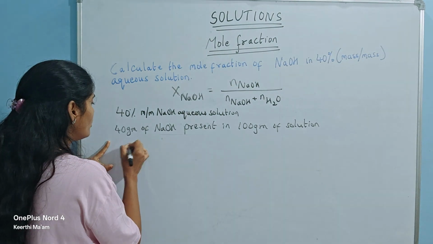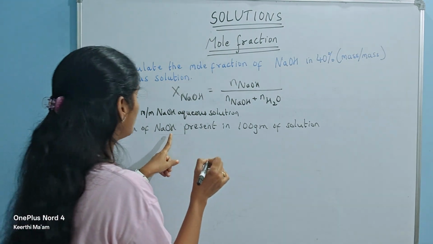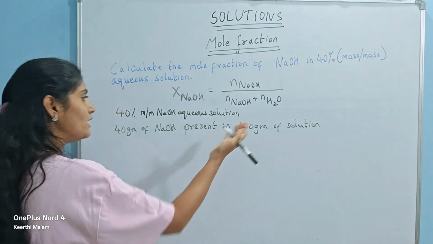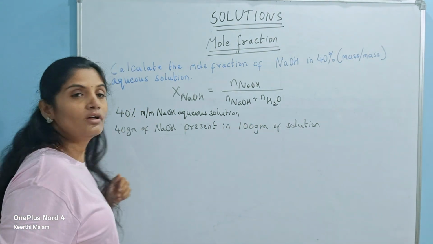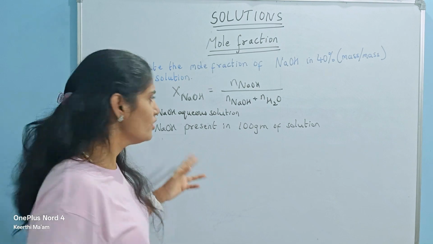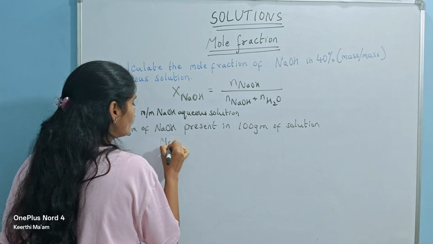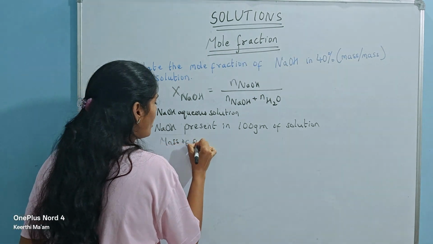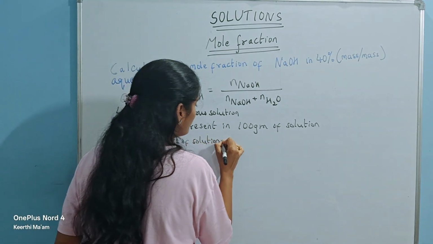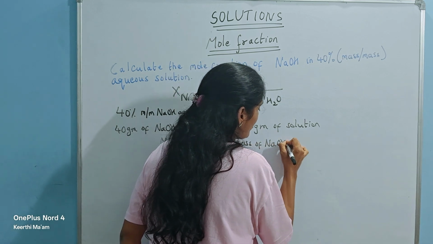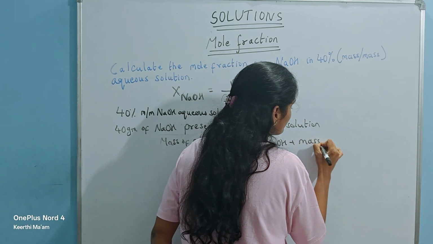So first let me write down. I got the mass of component NaOH. I need the mass of water. How do I get it? By subtracting: solution's mass minus NaOH mass. Imagine, mass of solution is equal to mass of NaOH plus mass of water.